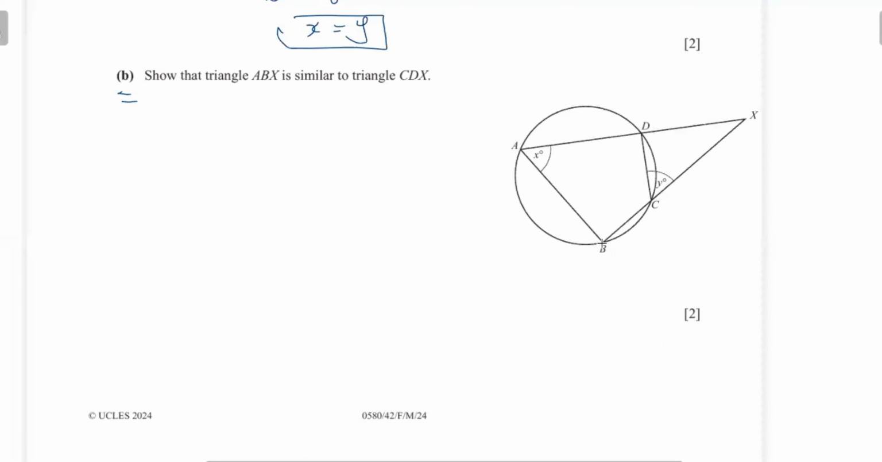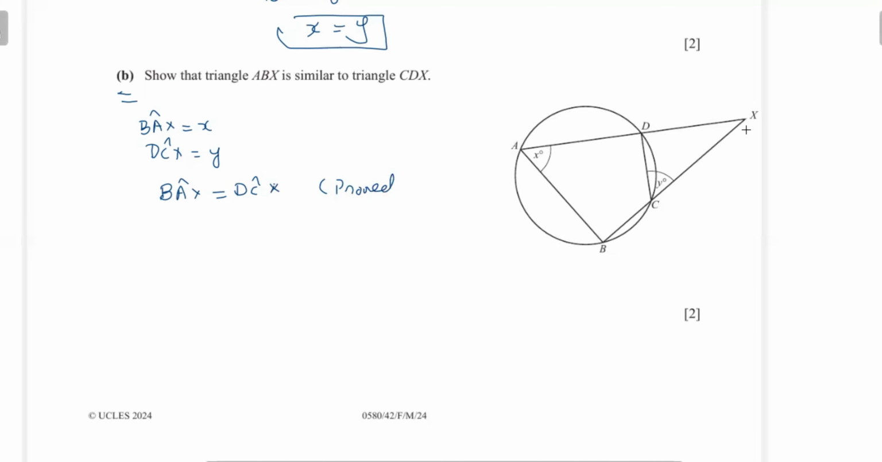Now you see here the angle BAX is equal to x degrees, and the angle DCX is equal to y degrees. And you know that x equals y, this is already proved. Therefore, we write here angle BAX equals angle DCX, already proved.